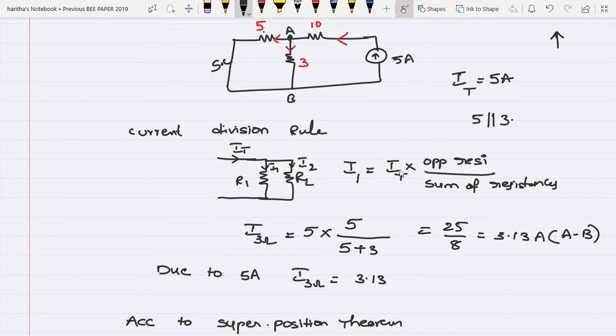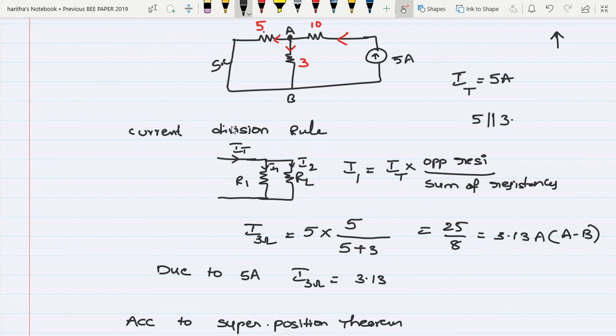Opposite resistance means, this is I1 current. I1 current is flowing in R1. So if you are finding this I1 current flowing through R1, for this R1 opposite resistance is R2. In the same way, suppose you want to find out the current passing through 3 ohm resistor, for this 3 ohm, what will be the opposite resistance? 5. So total current is 5 amperes, into opposite resistance is 5 again, 5 by sum of the two resistors, 5 plus 3, total 8.